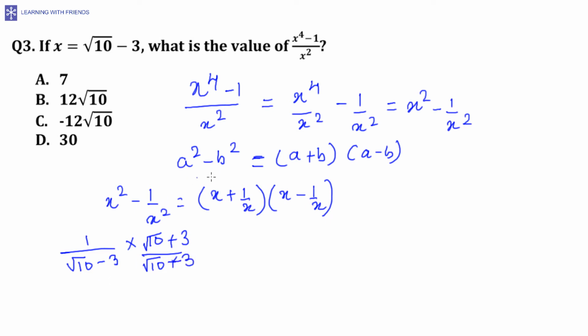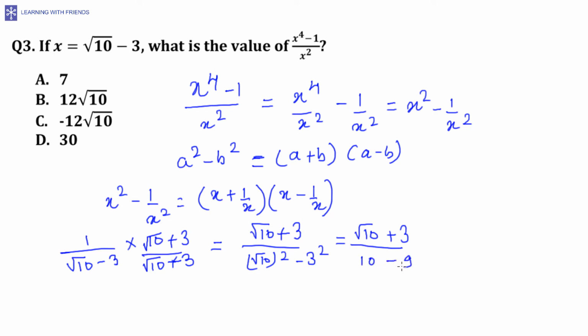Because we are using this identity again, a minus b into a plus b, because we want to get rid of the root in the denominator. So that will be a square minus b square, and that will get us rid of the under root sign. So the numerator becomes root 10 plus 3, and what will be the denominator? Root 10 squared minus 3 squared. Root 10 squared is 10 and 3 squared is 9, and 10 minus 9 is 1. So this becomes root 10 plus 3.